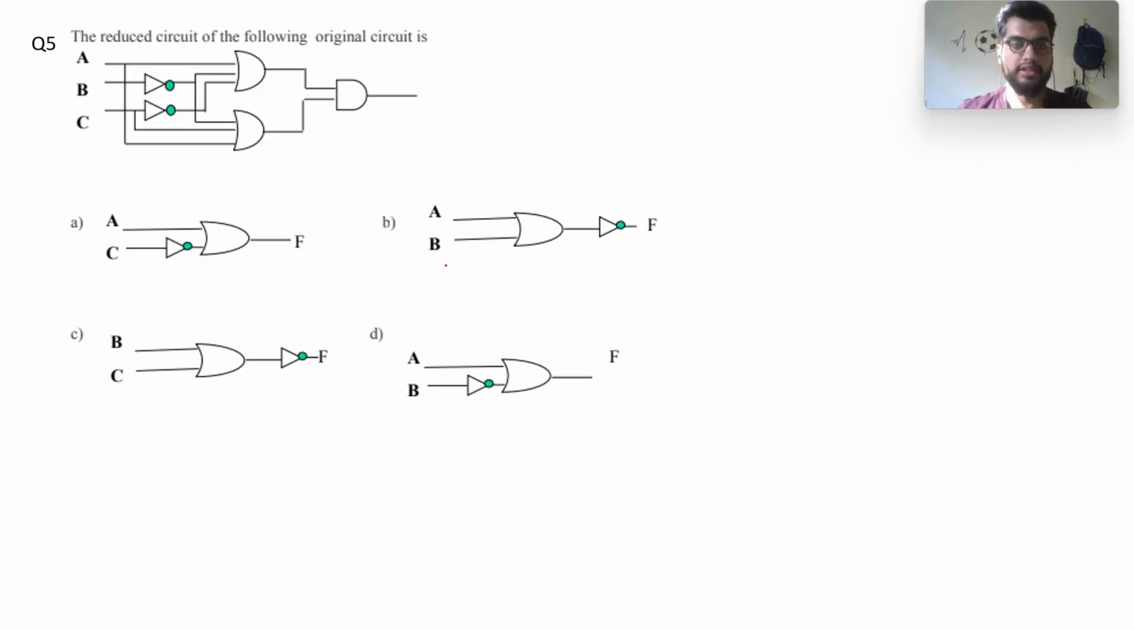Now, this is a question. It states that reduce the circuit, find the reduced circuit for the following circuit. So we are given this circuit and we need to deduce the reduced circuit. So what we have here is, let's just call this x1 and this is your x2 and this is your y, or should I call it f.